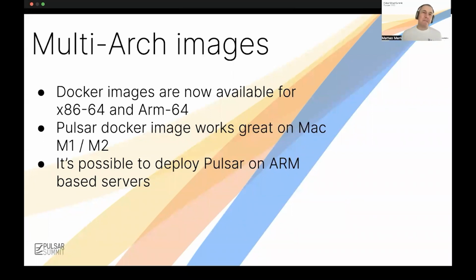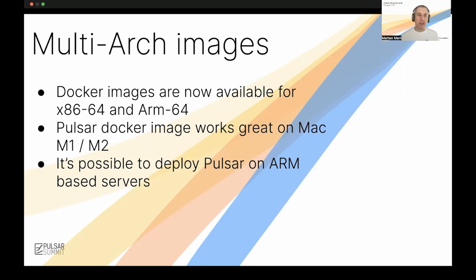Finally, the multi-arch images. So we have added ARM64 to the Docker images. Again, this is not a feature, but it was requested a lot by users, because everyone has a Mac with M1, and using Pulsar with Docker was really painful, with many weird Docker errors.